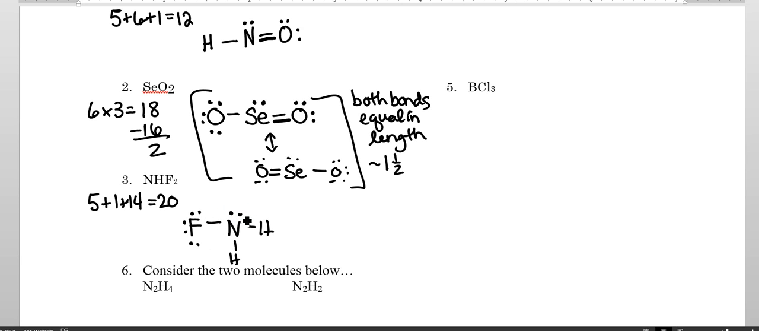So 2, 4, 6, 8, 10, 12, 14. Whoops, one of these is actually supposed to be a fluorine. Okay, that's what went wrong there. All right, and then I'm good here.